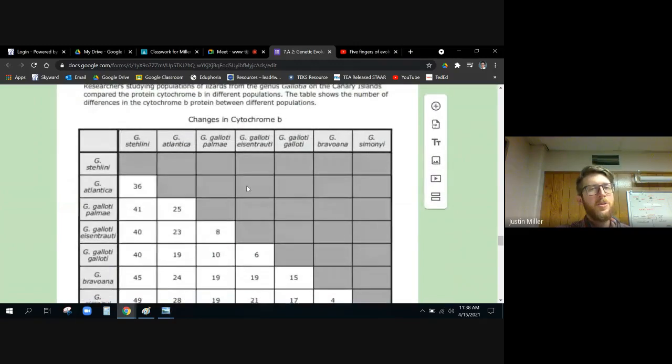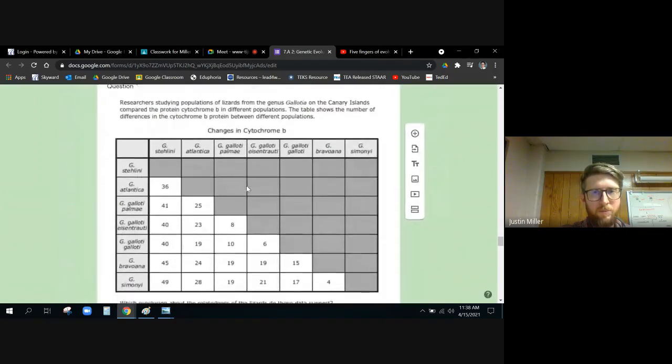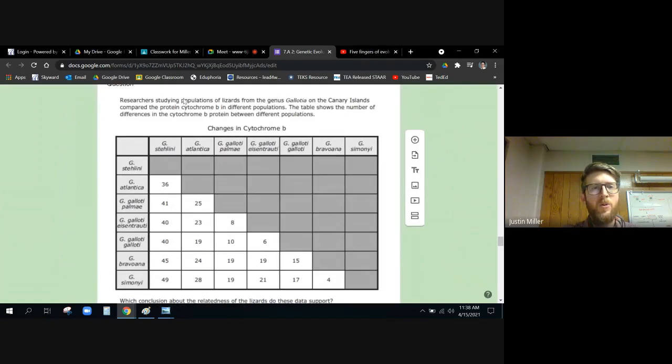All right, this one is a little tricky, but I'm going to walk you through it, okay? All right, so researchers are studying these lizards. The table shows the number of differences in this protein between the species of lizards. Let's break this down simply. The higher the number, the more different they are. Okay? Big number means big difference. Small number means small difference. Okay? Between the two different species.